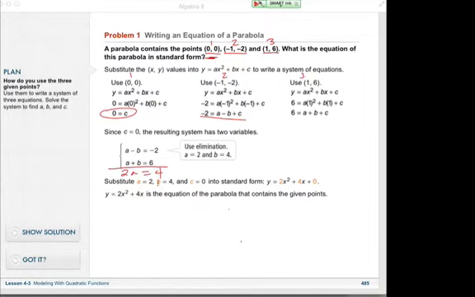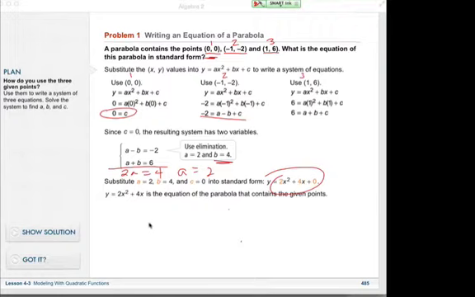So you can use elimination to solve. 2a is equal to 4, divide both sides by 2. a is equal to 2, and if you plug that back in, you'll get b is equal to 4. Okay? So substitute a is 2, b is 4, and c is 0 into standard form, ax squared plus bx plus c, and you get the parabola 2x squared plus 4x plus 0, or just y equals 2x squared plus 4x.